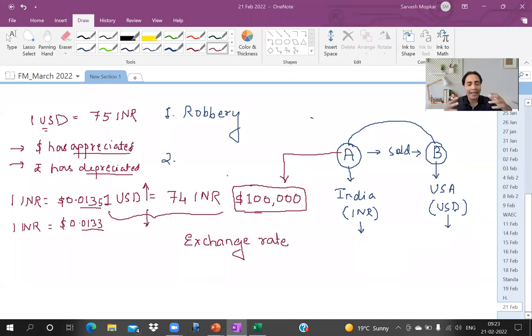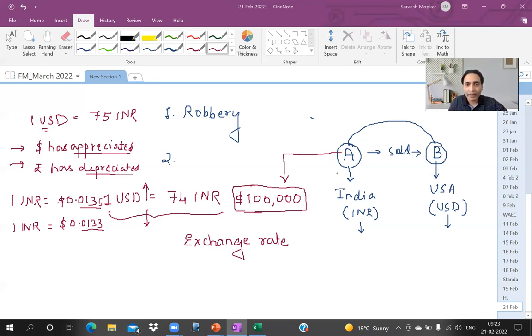So I'm just trying to develop a base for risk management. There are many more concepts to learn, but this is the base. Base in terms of mathematics, the basic math you need to know. So when I say $1 is 75 rupees, 1 rupee would be 1/75 USD. This you should be very clear about. The second thing you should be very clear about is whenever one currency appreciates in terms of another currency, that another currency depreciates in terms of this first currency. So this appreciation and depreciation rule has to be very clear.